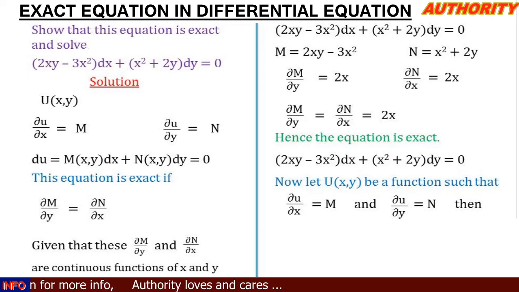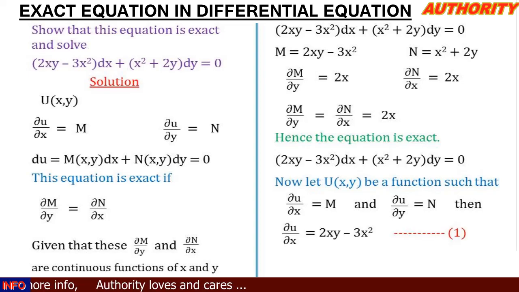The partial derivative of u with respect to x is equal to m. And previously, what did we say that m is? We said that m is the part that is having the x, right? So in our equation, which part is having the x? We have 2xy minus 3x squared. So the partial derivative of u with respect to x, which is the same as m, is 2xy minus 3x squared. Now let's call this equation 1.